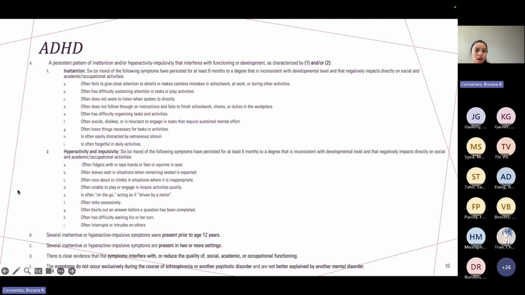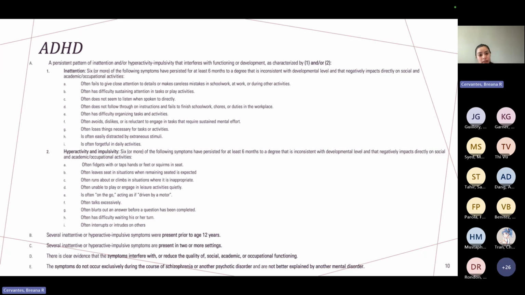D, often does not follow through on instructions and fails to finish schoolwork. I think task execution, so initiating the task and executing it from start to finish, can be very hard. Then, difficulty organizing tasks and activities, and avoiding things that require more sustained mental effort. Again, that's the example of why can my kid sit on the iPad for 3 hours, but I told him to go brush his teeth, and that's really hard for him? Yeah, because that requires more sustained mental effort.